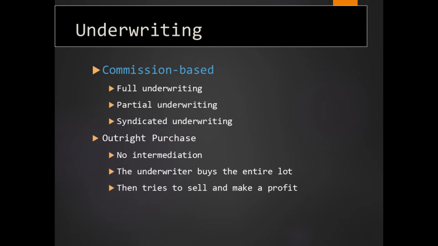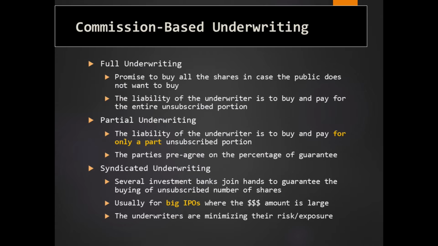In the event of a full underwriting, there's only one investment bank who takes on the responsibility and promises to buy all the shares in case the public does not want to buy. So, the liability of the underwriter is to buy and pay for the entire unsubscribed portion of the IPO. So they take on a huge amount of risk here, especially if this is a big IPO with a large amount of dollars involved. But sometimes there are partial underwritings too.